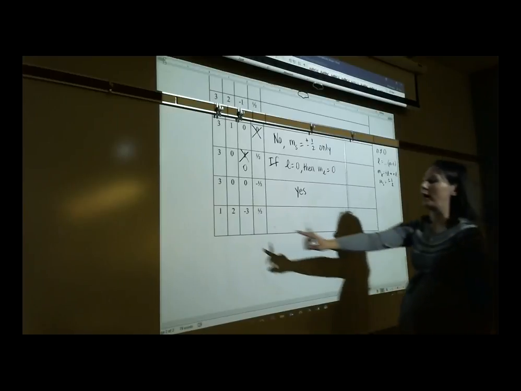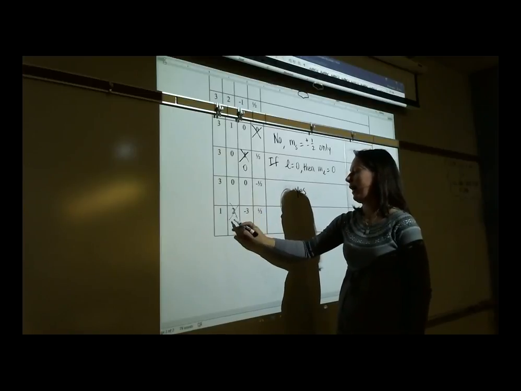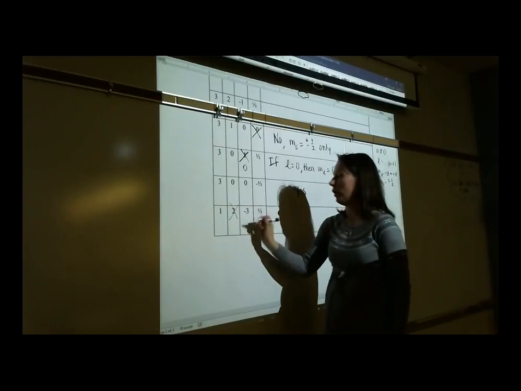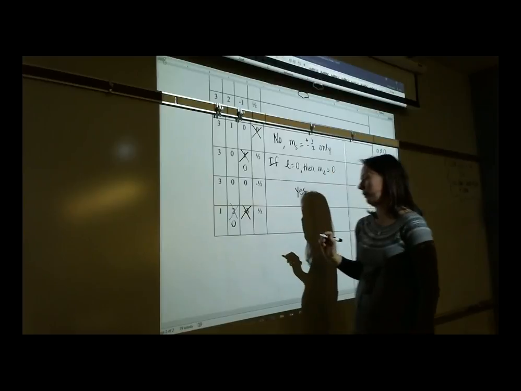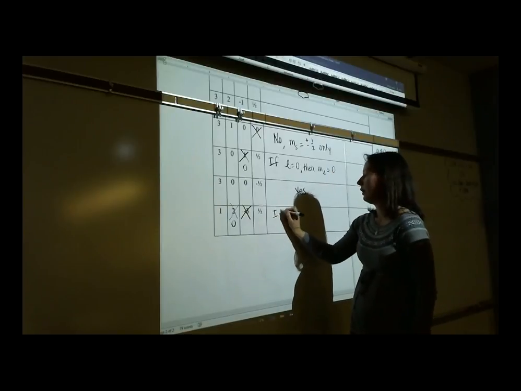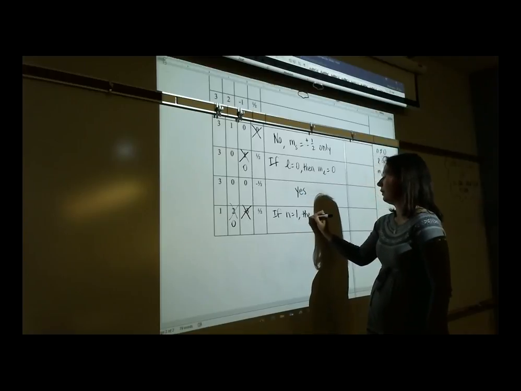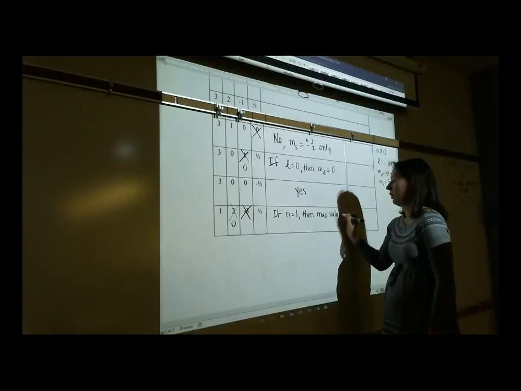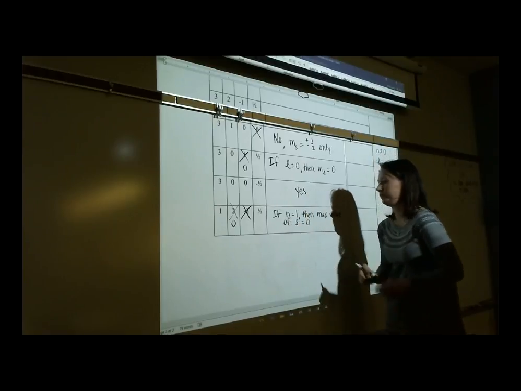If N equals 1, can L be 2? No. And what could the value of L be? Only one value, 0, which means this value's out as well. Right? If N equals 1, then the max value of L is 0.